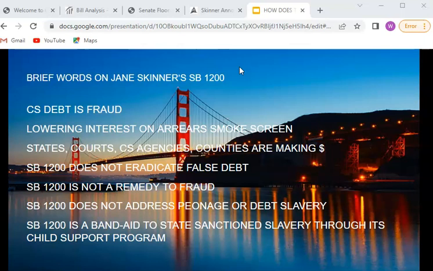SB 1200 is a band-aid to state-sanctioned slavery through its child support program. Yes, it's a smokescreen. We don't wish to undermine people trying to help others, but we are pointing out the real issues of the debt, that the debt is false. The child support actors and the court actors have made this debt up, which is really for them to get funding for themselves. This is the reality.